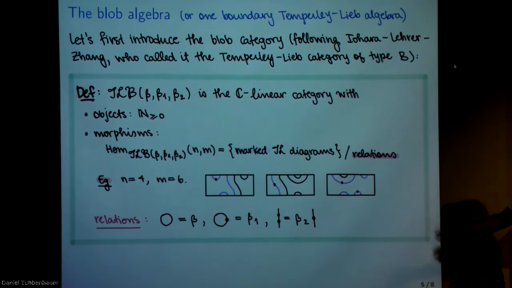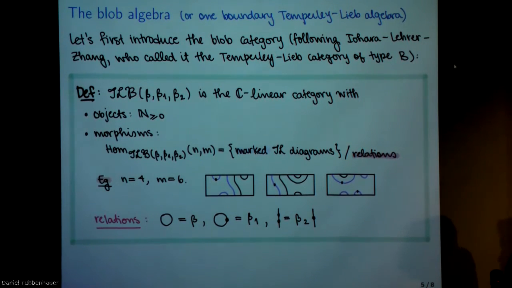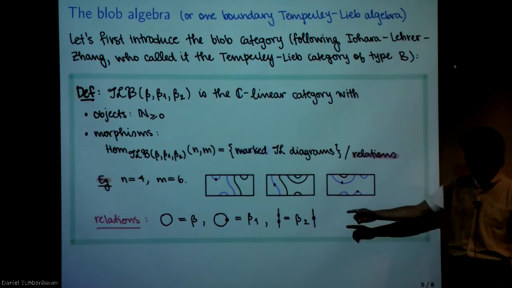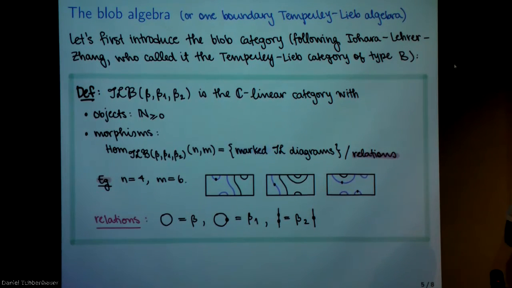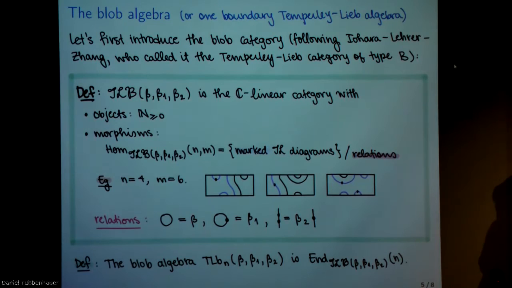And here are the relations. So you can remove bubbles. If it doesn't have any dots, you get a factor beta. If it has a dot, you get a factor beta 1. And then if you have 2 dots on the same strand, you can remove 1 dot at the cost of some factor beta 2. And so our definition of the blob algebra will be precisely the endomorphisms of the object n inside of this category.